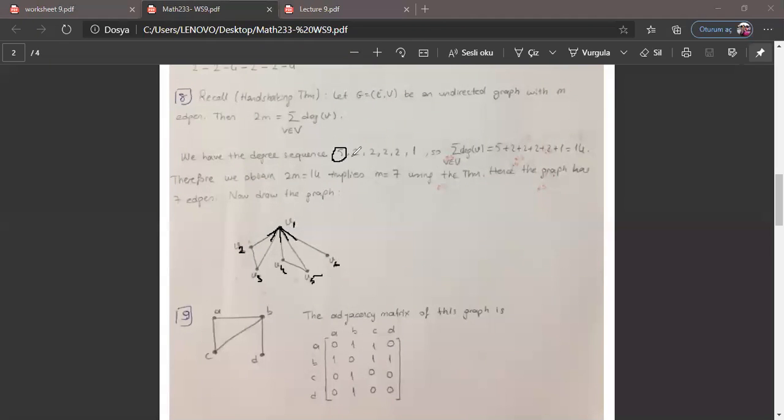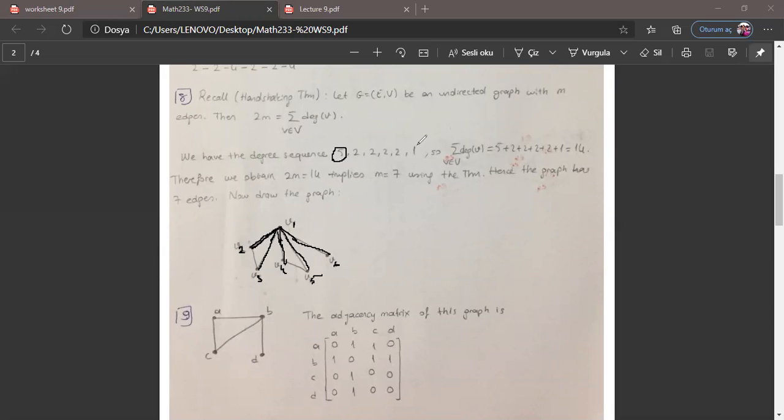Then the second vertex, which is V2, should have 2 edges. So one of them is this, and we don't know the other one yet, okay? So one of them should be this. And the other ones should have this many. Each of them has 2 edges. So let's first draw this. You know these ones already, right? We have 5 edges.